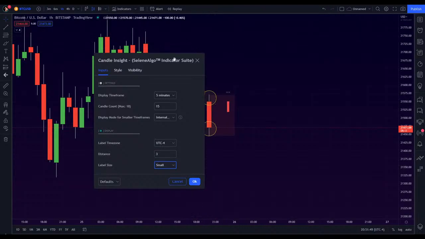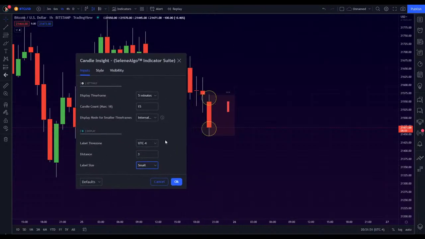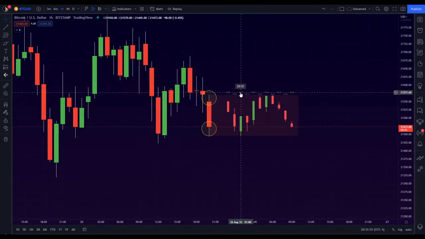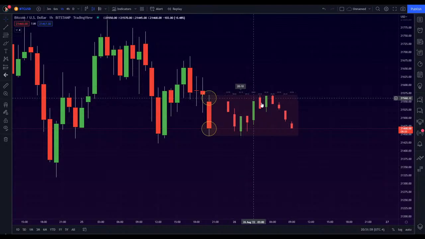But you can also hover over those candles as well, and you'll see a label that will pop up to make it a little bit bigger if you can't quite see it. And when you're using the larger time frames, it'll actually show the date with the actual time as well. So yeah, that's Candle Insight in a nutshell.